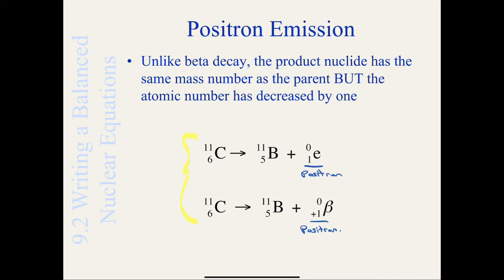In contrast to beta emission, the product nuclide has the same mass number as the parent nuclide, but the atomic number has decreased by 1 unit. The atomic number on the left, 6, is counterbalanced by 5 plus 1 on the right. Therefore, the equation is correctly balanced.